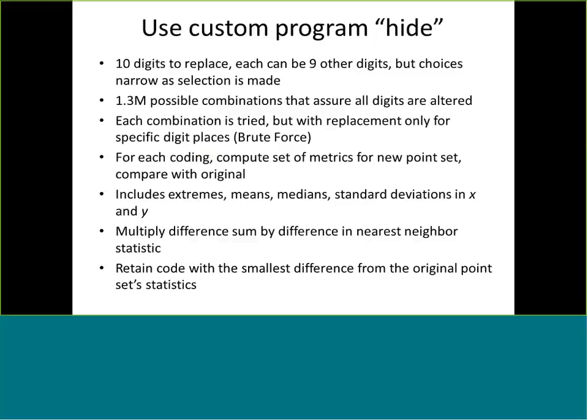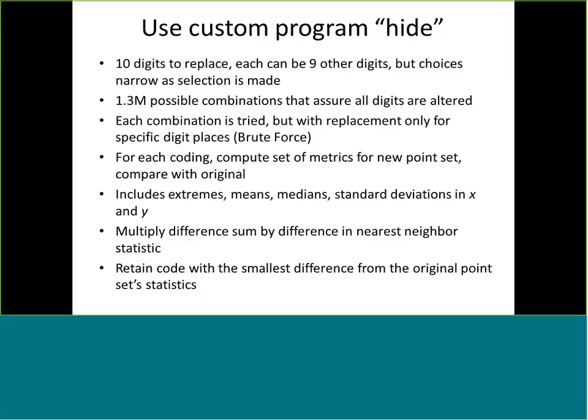So then I use a customized procedure, and this is the way it solves the problem. It has 10 digits to replace, 0 through 9. Each digit will need to be replaced with another digit. So let's say a 1 might be replaced with a 5. But the choice is narrower for other digits as we select more and more digits. So if we take into account all the possible combinations of replacing each digit with another digit and not reusing any digits, we end up with 1.3 million possible combinations that assure that all digits are altered.